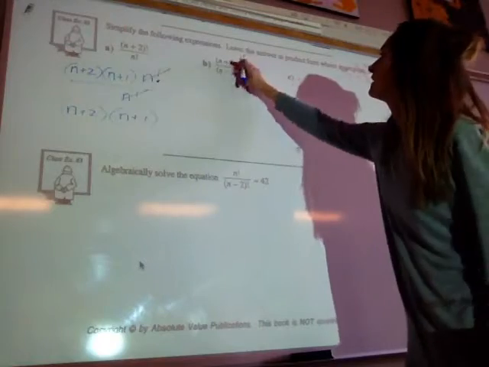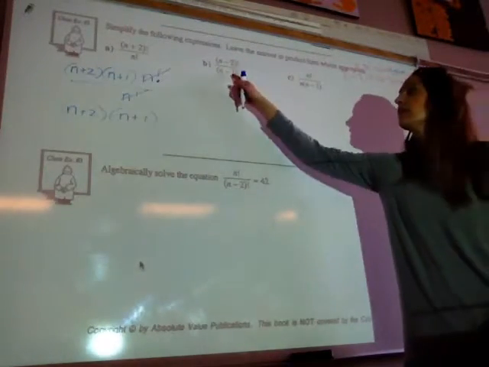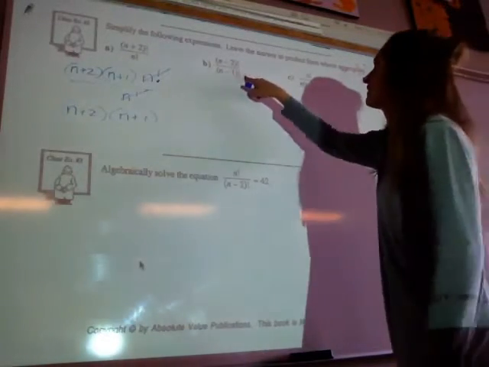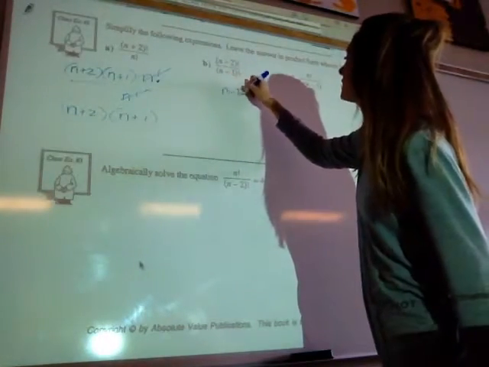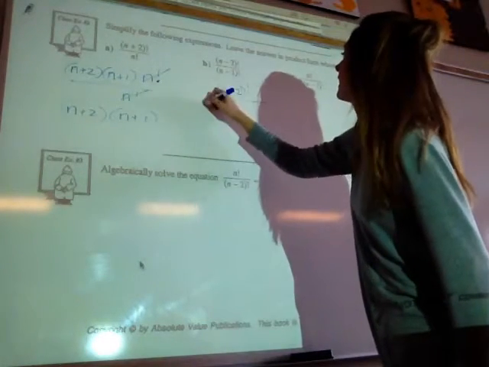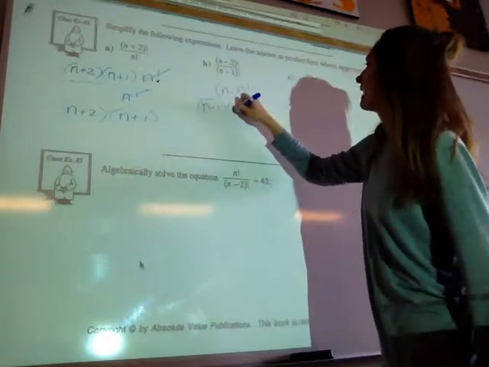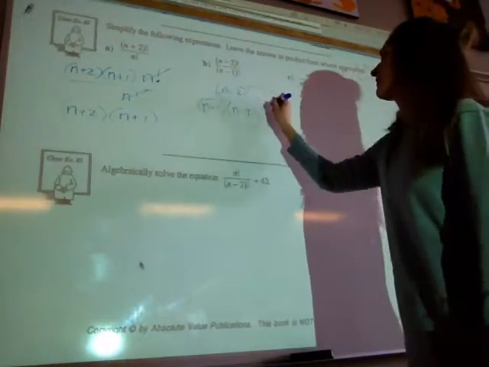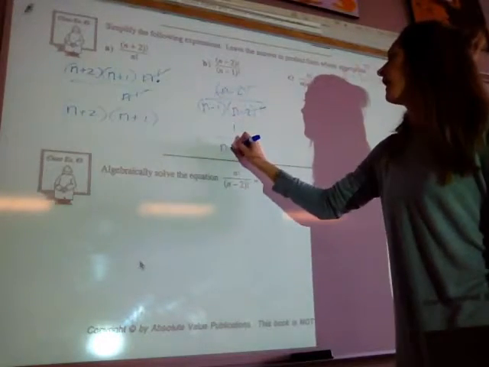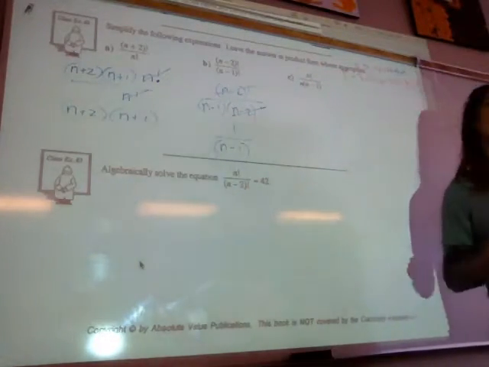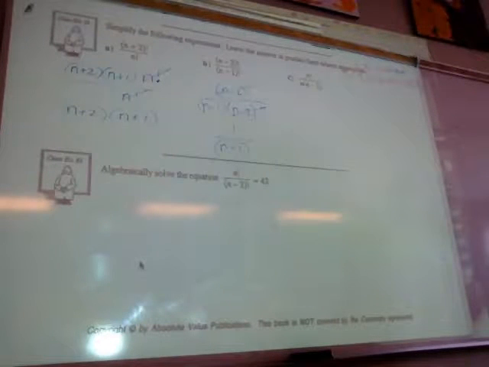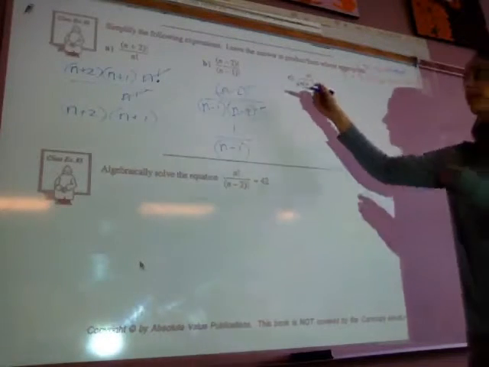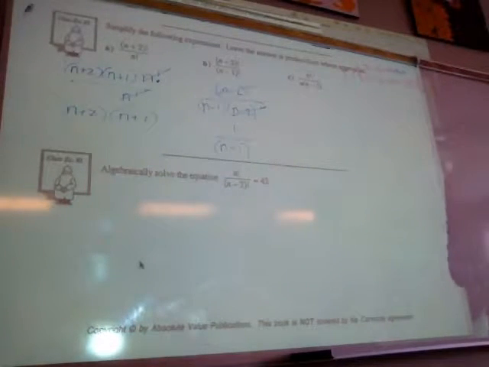Is n minus 2 bigger or smaller than n minus 1? It's smaller. So maybe we want to expand the denominator: n minus 2 factorial divided by n minus 1 times n minus 2 factorial. The n minus 2 factorials will cancel out, and we're left with 1 over n minus 1. So you have to think about which one it would make sense to break down, because we want to cancel out one of the factors.